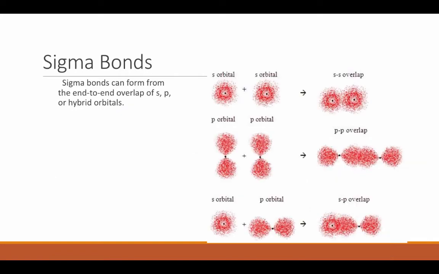Sigma bonds can form from end-to-end overlap of s, p, or hybrid orbitals. Here we see an ss overlap, a pp overlap, an sp overlap, and we could also have overlaps that involve hybrid orbitals, as we saw in the previous video.